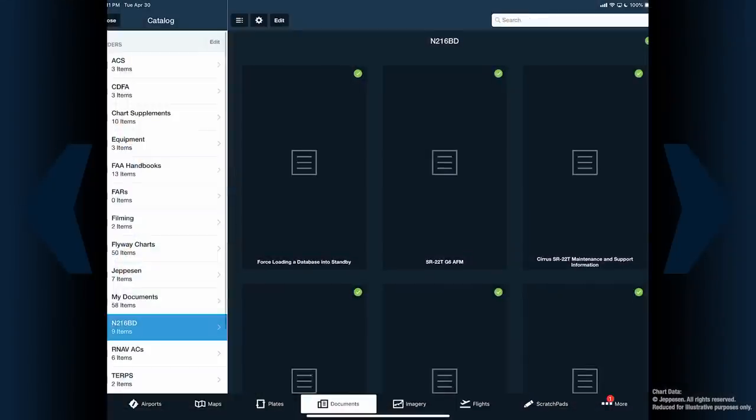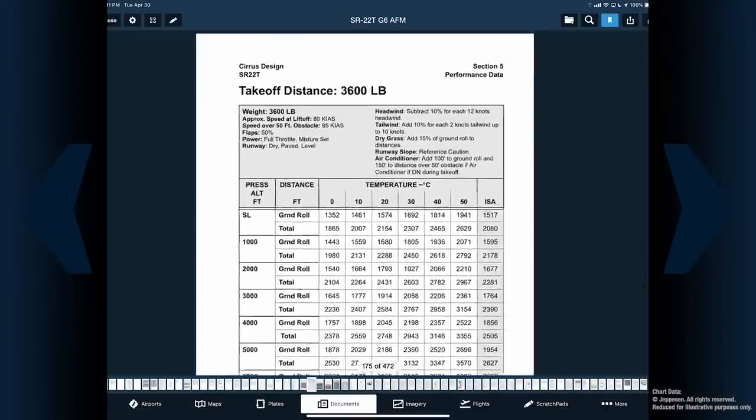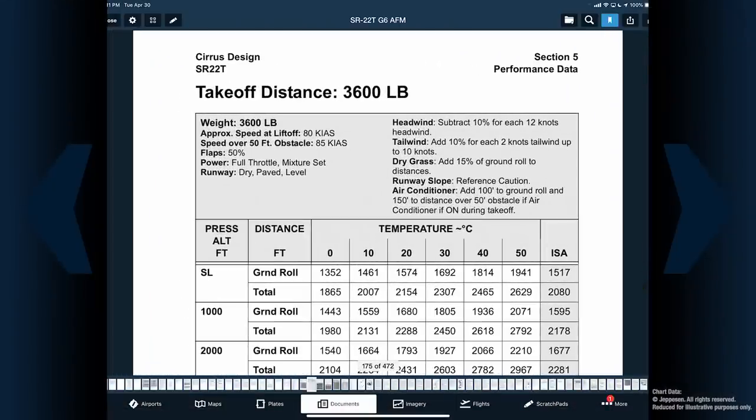And as we get into that, we asked, does this affect our performance? And I'm going to show you the chart from the Cirrus. So I'm going to switch over to ForeFlight. And here it comes. Okay, so this is just like any airplane's performance data. It doesn't make a difference what you're flying. We're all going to have the same effect by pressure and density. So when we look at this Cirrus takeoff distance, if you look at the numbers here, you can see it's based off of 3,600 pounds, which is our maximum gross weight.